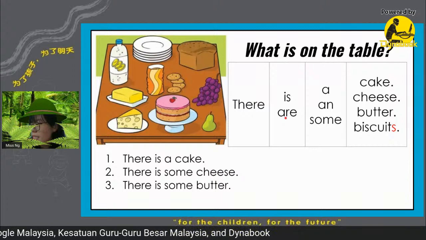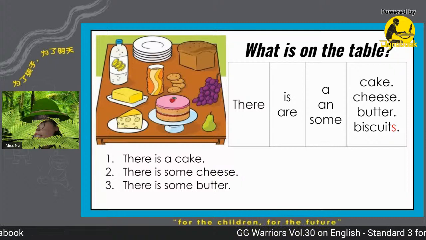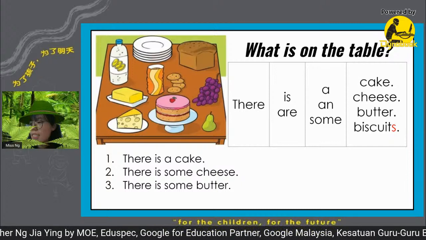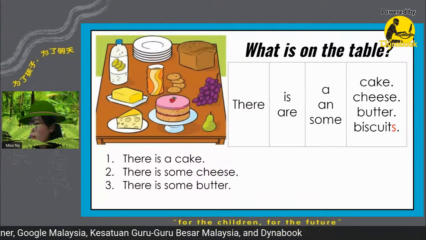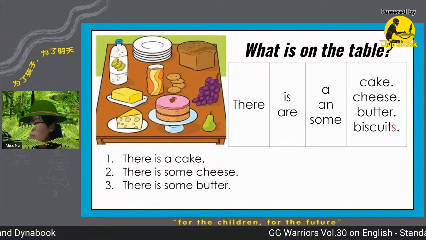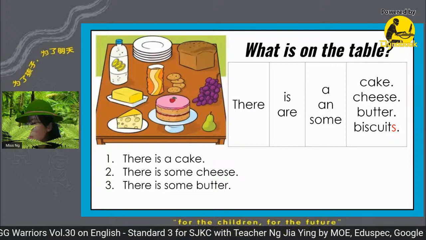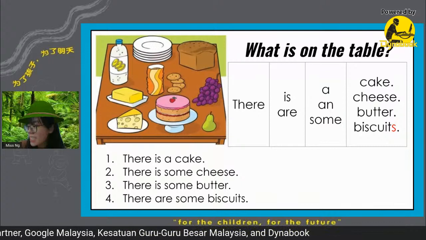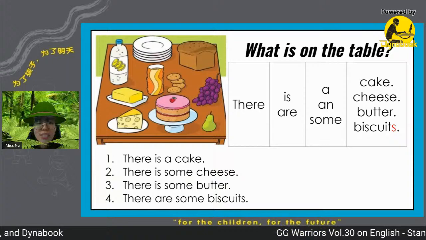So everyone, can you try to make this sentence in the comment now for some biscuits? Okay, so can you try? There is some biscuits or there are some biscuits? So I will tell you the answer in a short while. Okay, everyone. There are, okay, good. There are some biscuits. Okay, I saw some of you writing there are some biscuits. Okay, so well done, everyone. The answer is there are some biscuits because we can count and there are many, right? Well done.